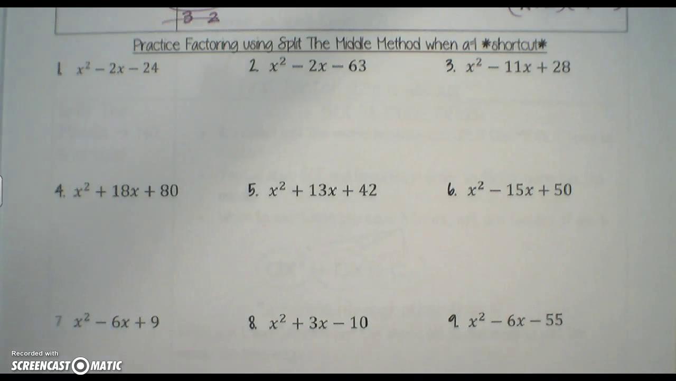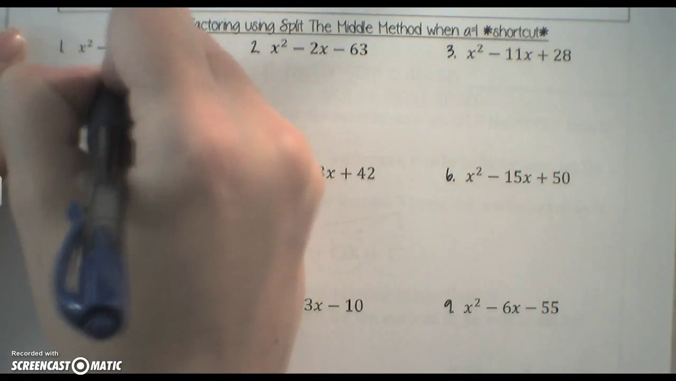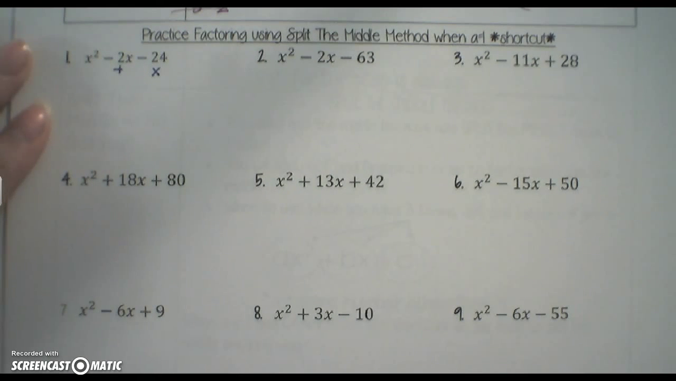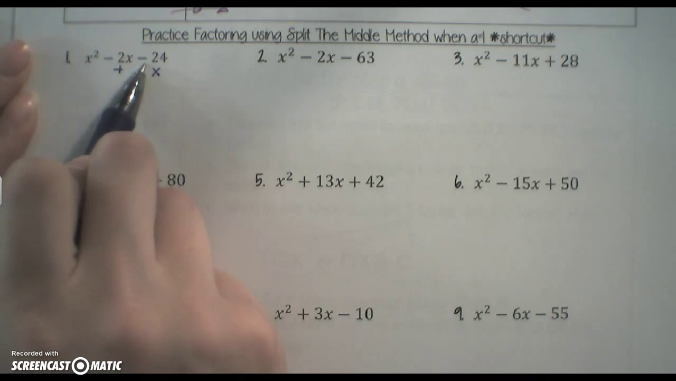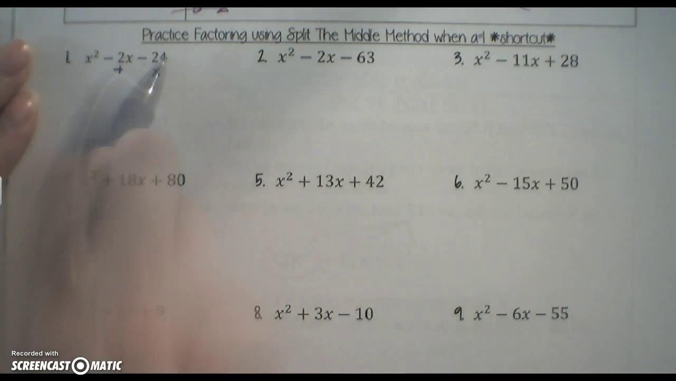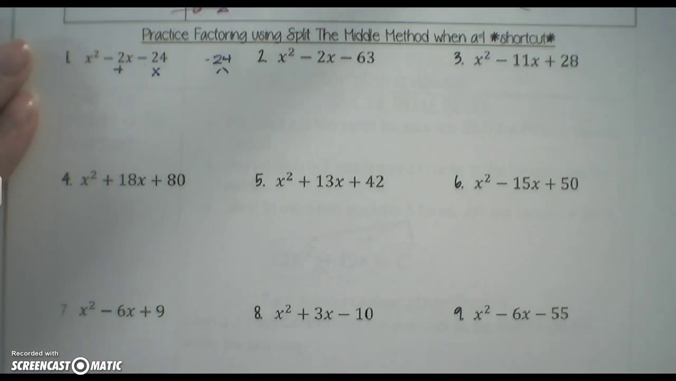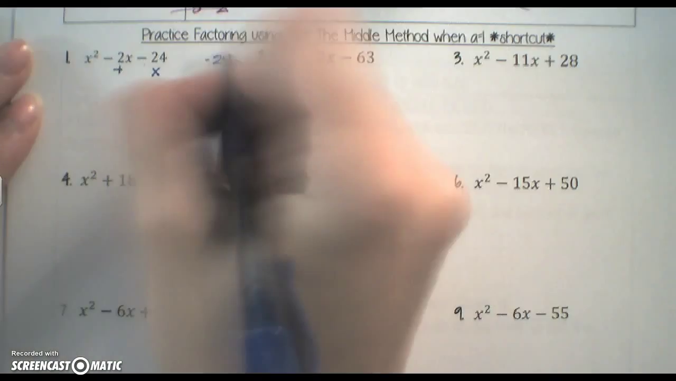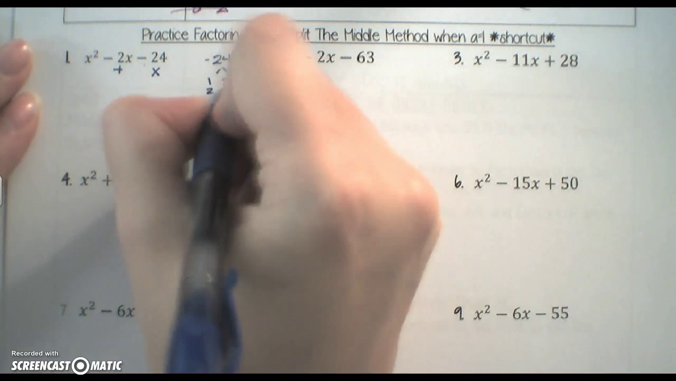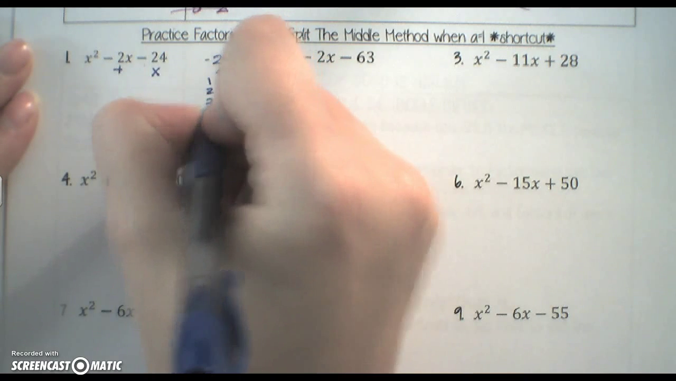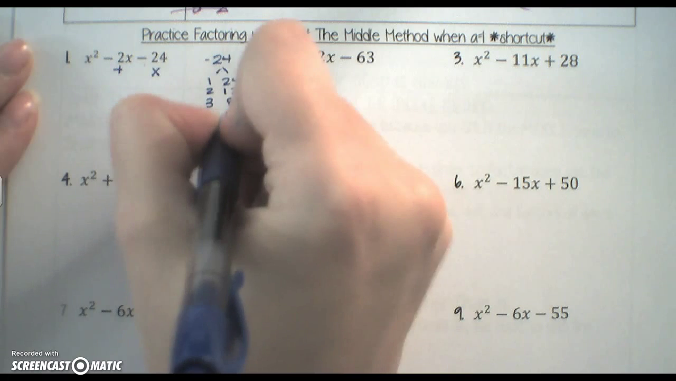So again, we're going to figure out the factors that multiply to get 24, that add to get 2. Again, watching our signs. So if this is negative, one of them's negative. So a times c is a negative 24. If you need to write those factors off to the side, go for it. 1 and 24, 2 and 12, 3 and 8, 4 and 6.